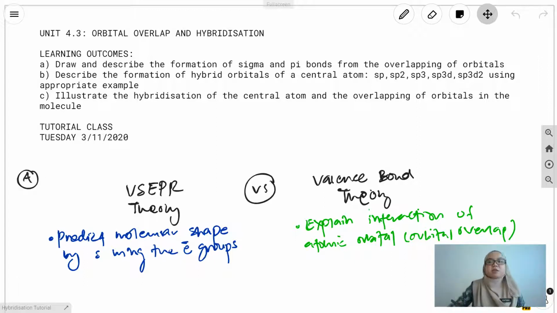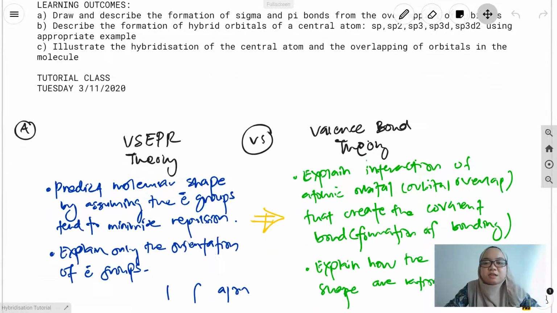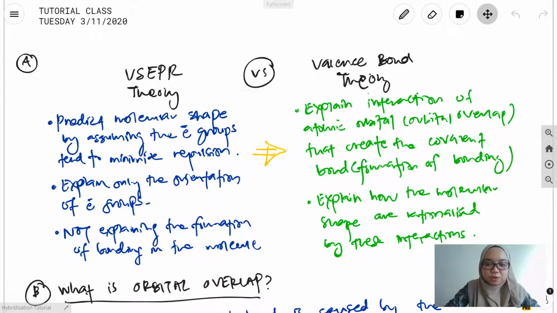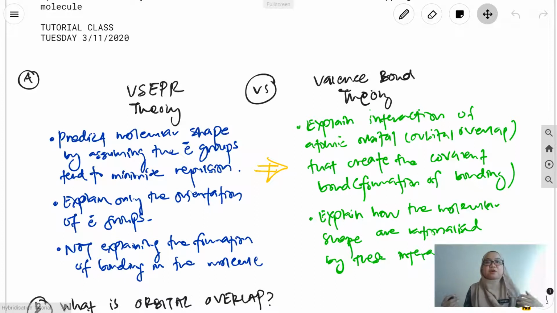So there are a few parts in this tutorial session. So we are going to get started. Alright, so first we are going to look at what's the difference between the VSEPR theory and the valence bond theory, which we will learn here. So valence bond theory is the theory that we are going to use for this subtopic, hybridization and orbital overlapping. So the previous subtopic, which is molecular geometry and bond polarity, we use the VSEPR theory.